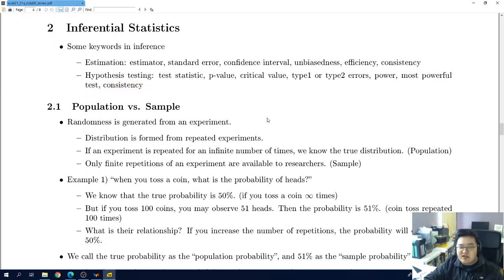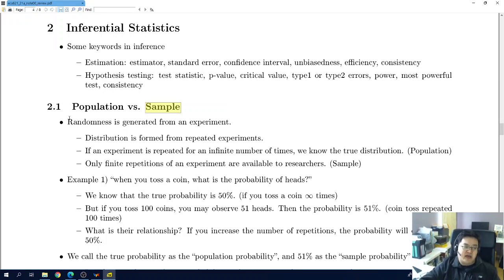Those kinds of theories can be unified into one framework. So here I'm going to give you a very abstract and very general framework to understand those kinds of things in one framework. The most important concept is understanding the relationship between the population and the sample and their differences.